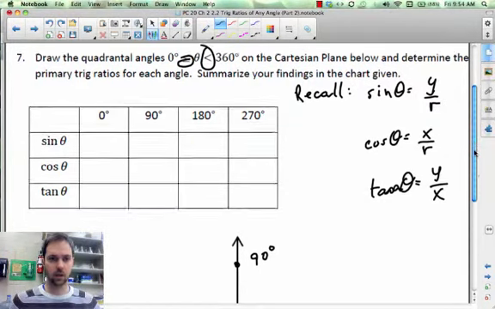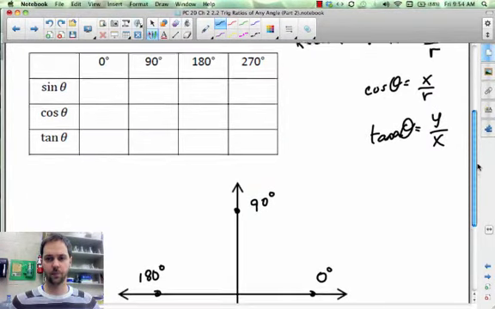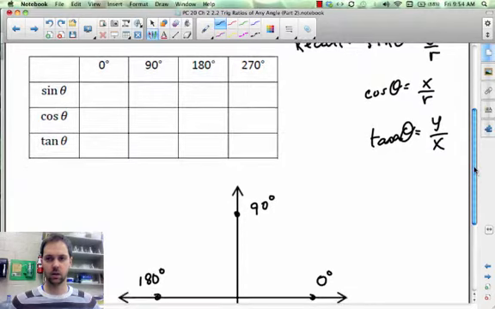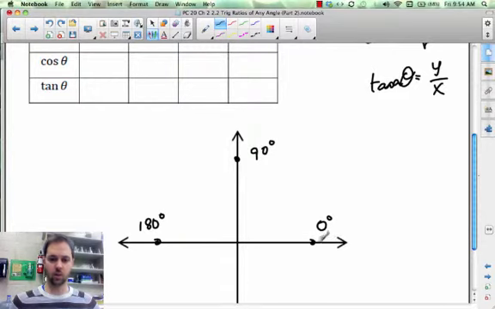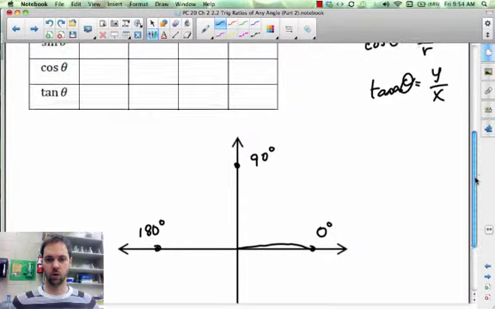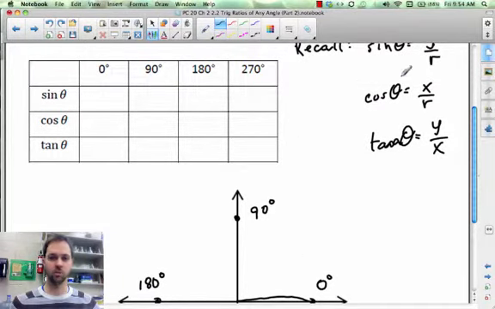All right, 0 degrees. Sine theta of 0 degrees. Now, sine theta is y over r. So, what is the y component of this angle 0 degrees? So, how vertical does it go? Well, it doesn't go vertical at all. So, it has no y component, which means it is 0 divided by something, which of course is just 0. So sine of 0 is 0.